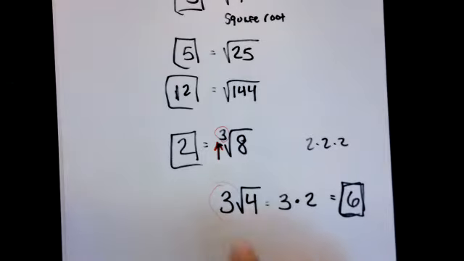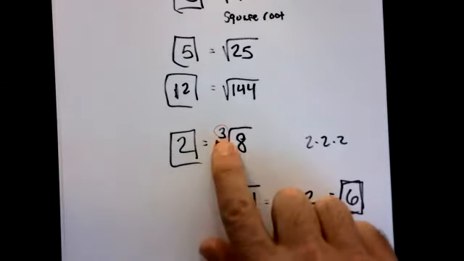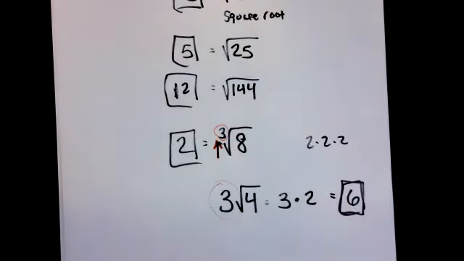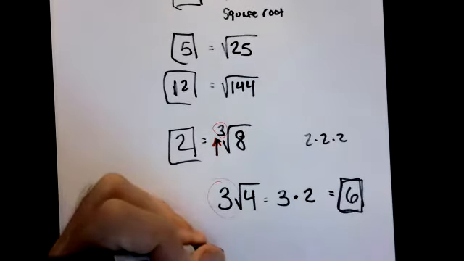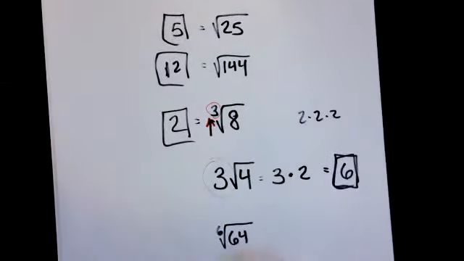Sometimes they'll write a number out in front, and that means 3 times whatever. If they put a number up here, that means what number times itself that many times is that number. Likewise, if they said something like, what is the 6th root of 64? Again, that implies what number times itself 6 times is 64.